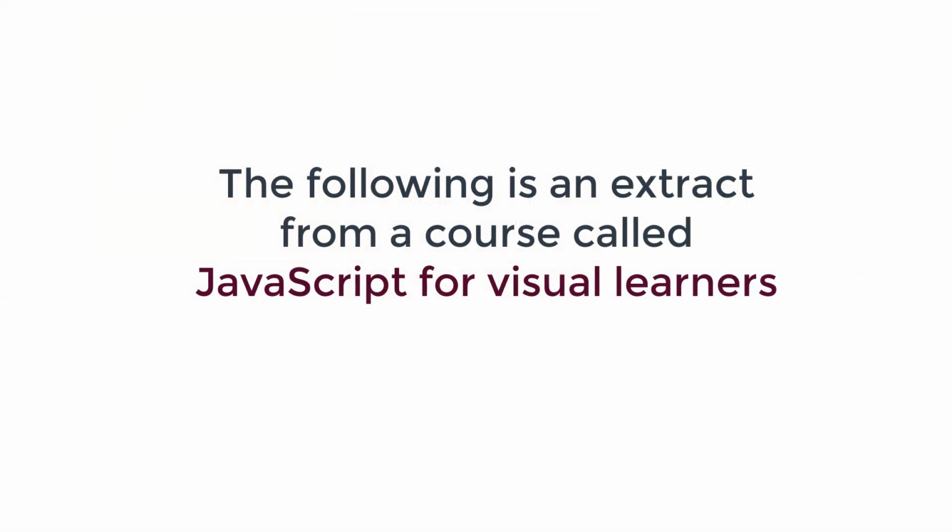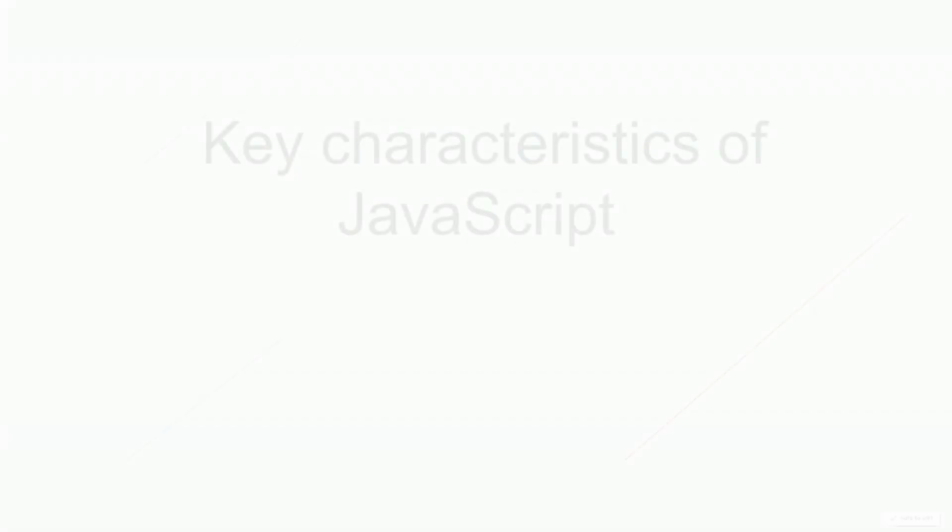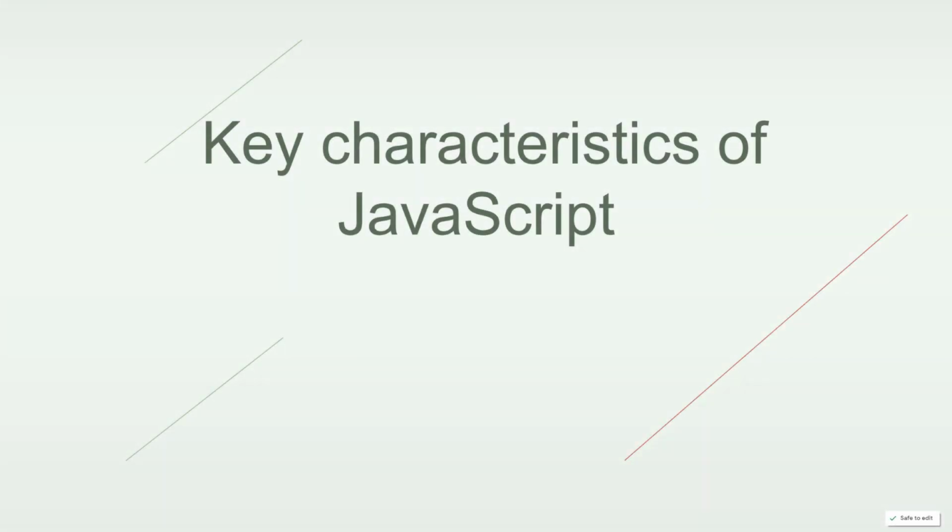The following is an extract from a web-based course I'm putting together at the moment called JavaScript for Visual Learners. What are the key characteristics of JavaScript? If you want to look at the language from a bird's eye view, looking at the forest rather than the individual trees, we can think of JavaScript as the de facto language of the web.